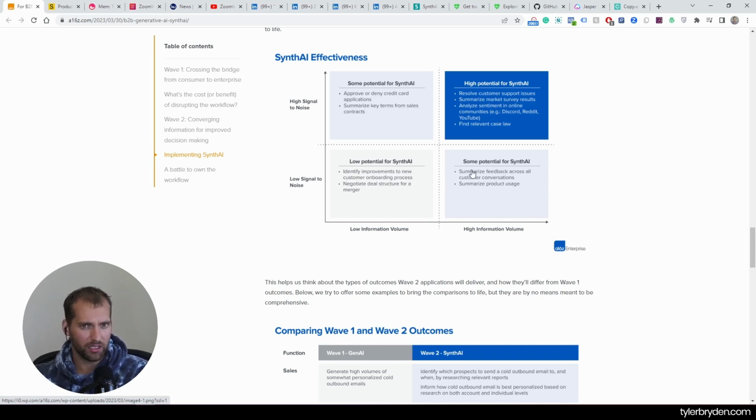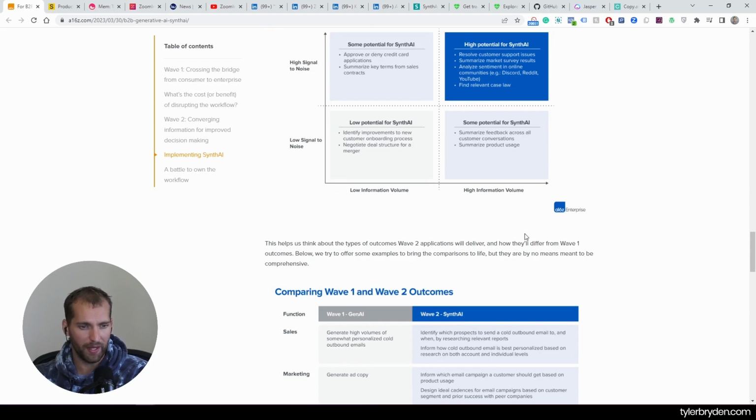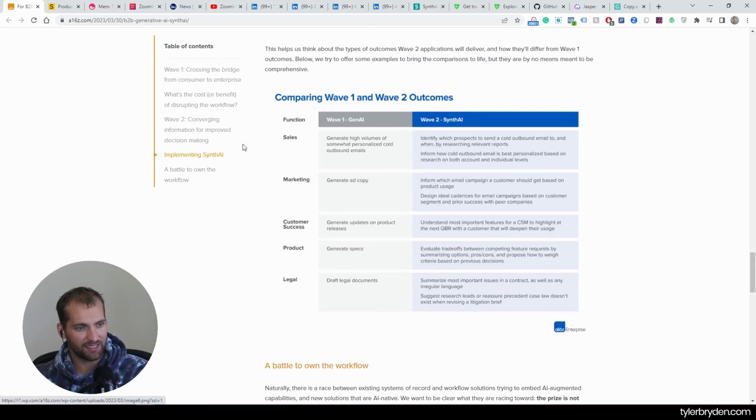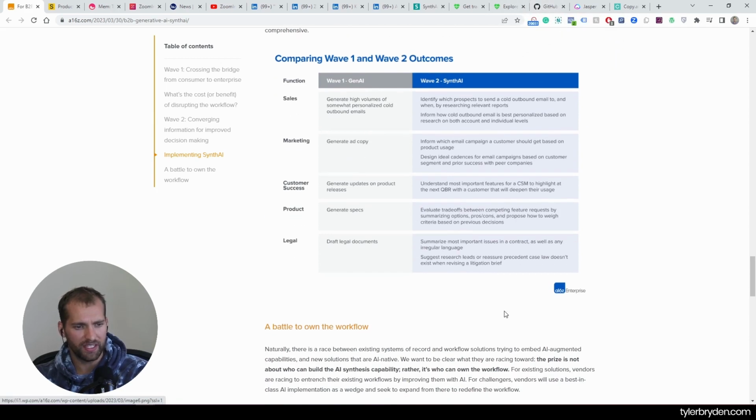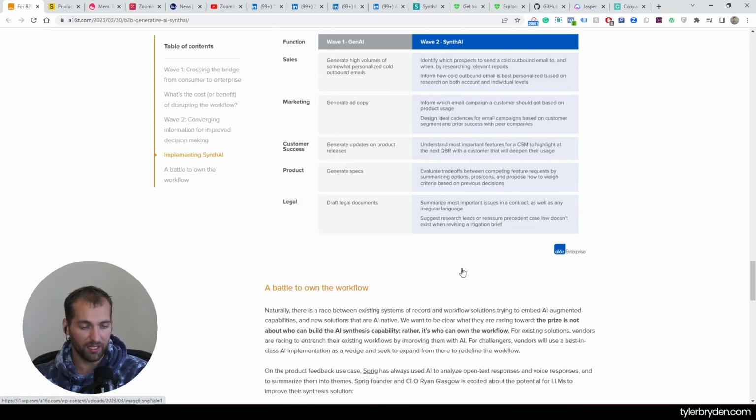There's some pretty obvious use cases where there's so much information flowing in and you're looking to have tools to be able to manage that. Now, as it starts to close out this comparison between these two, there are some things about the outcomes that are involved. That direct comparison is generate ad copy in wave one, Gen AI, versus wave two, which is inform which email campaign a customer should get based on usage, design ideal cadences. So you can start to see in a very clear way how they've laid out the differences there.